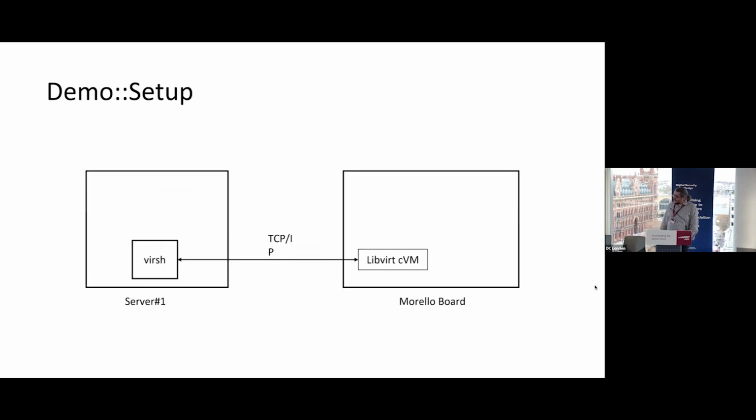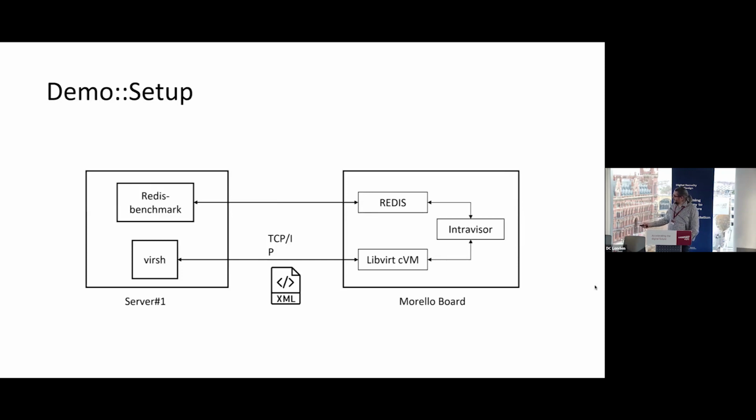It was ported previously during another project. This is the demo of how it works. On the left side, you can see our orchestration server with the Virsh utility, and on the right side, we see the Libvirt Cap VM. So Virsh will communicate with Libvirt and provide a configuration file of the Cap VM we want to spawn. Libvirt will interact with Intravisor, ask Intravisor to spawn this Redis Cap VM, and then we will benchmark our Redis Cap VM by the Redis benchmark utility executed on the orchestration server.